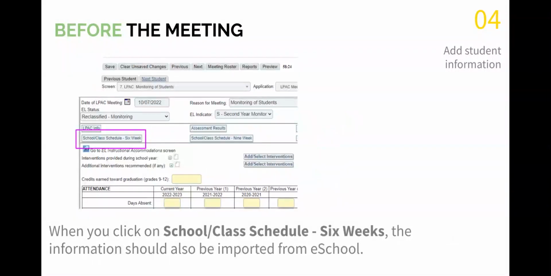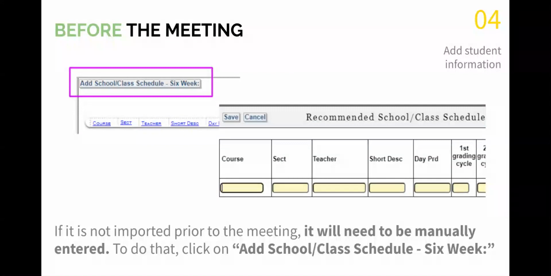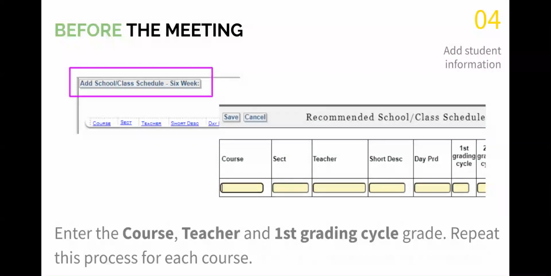When you click on school class schedule 6 weeks, the information should also be imported from eSchool. But if it is not imported prior to the meeting, it will need to be manually entered. To do that, click on add school class schedule 6 week. Enter the course, teacher, and first grading cycle grade, and then repeat this process for each course.